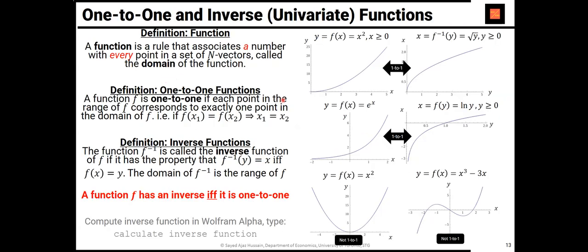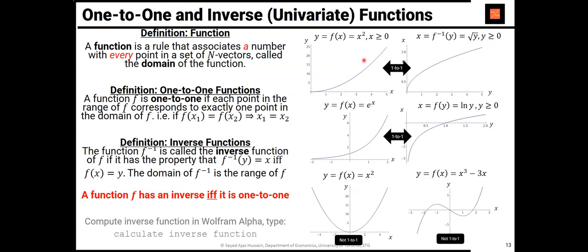One-to-one and inverse functions. Again, we're sticking to univariate functions. One-to-one and inverse functions means the following: for every value of x, there's a value of y. But does every value of y have a unique value of x? So here you can see that's true. For every value of y, there's a value of x, right?